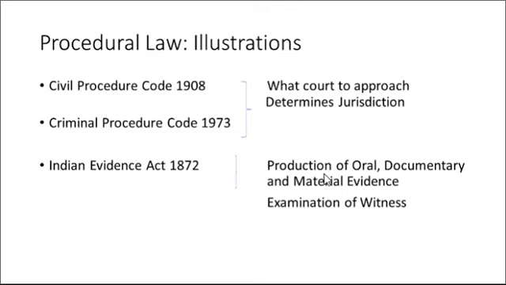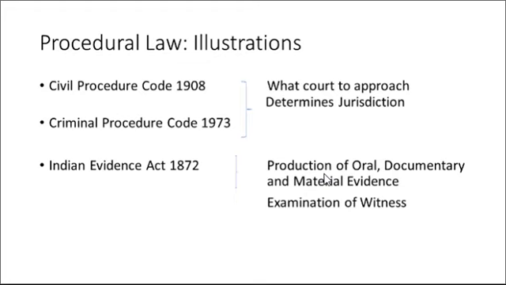If we look into the legal regime that governs the procedural law in India, we have three major legislations. One is the Civil Procedure Code 1908, the other is the Criminal Procedure Code 1973, and the Indian Evidence Act 1872. The first two codes, civil procedure and criminal procedure, determine which courts to approach depending on the nature of the case, whether it is a civil case or a criminal case. When it is a civil case, a civil court has to be approached, and when it is a criminal case, a criminal court has to be approached. Both these legislations also determine the jurisdiction of these courts.